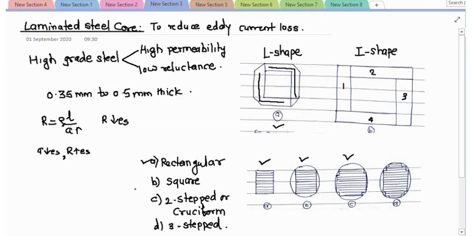However, the saving which is effected due to the core stepping must be balanced against the increased labor charge to construct such core sections. The laminated construction and the choice of the silicon steel as magnetic material for the core help in reducing the iron loss of the transformer. So the iron loss basically consists of two components. First one is your eddy current loss, and second one is your hysteresis loss.